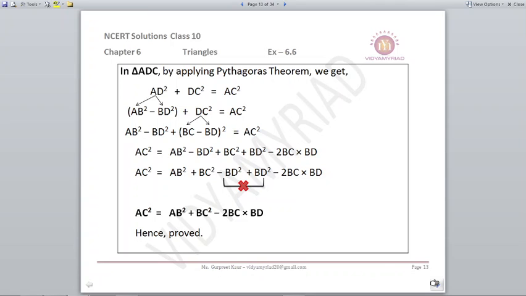Just open the bracket. You will get AB square minus BD square plus BC square plus BD square minus twice of BC into BD. Now minus BD square and plus BD square get cancelled. So you are left with AB square plus BC square minus twice of BC into BD, which was required in the question, and hence we have proved it.